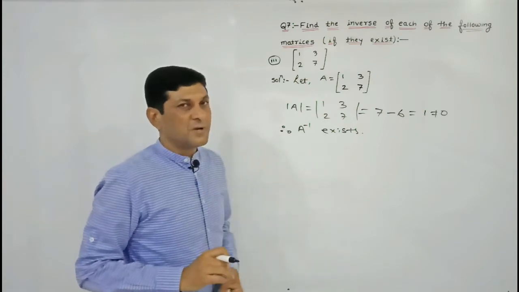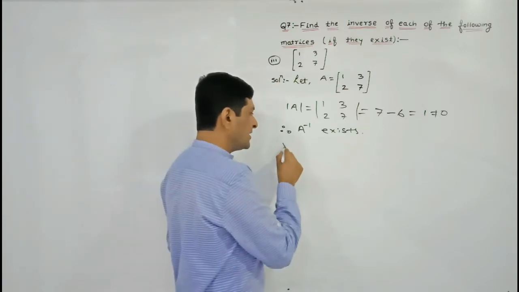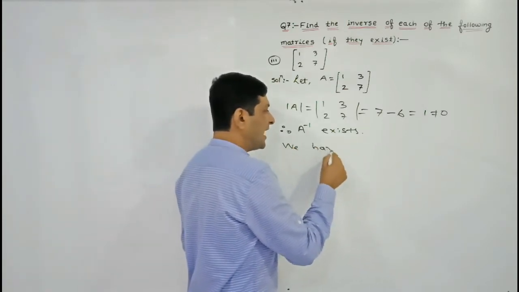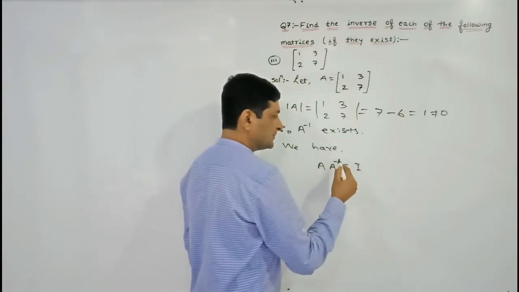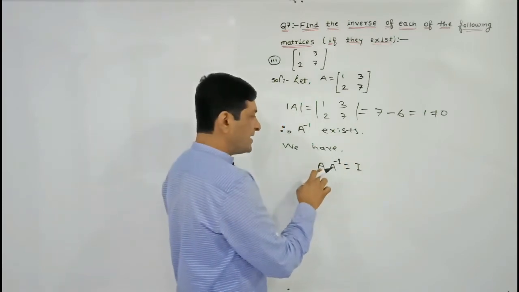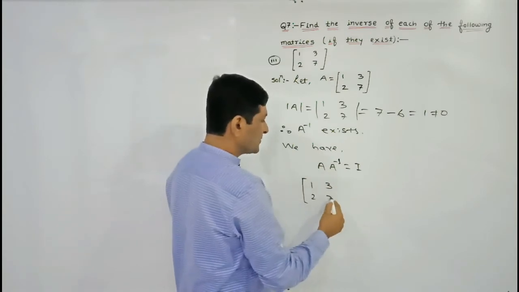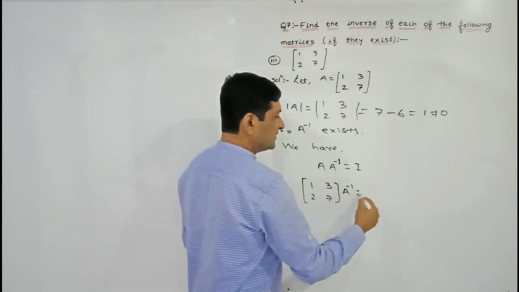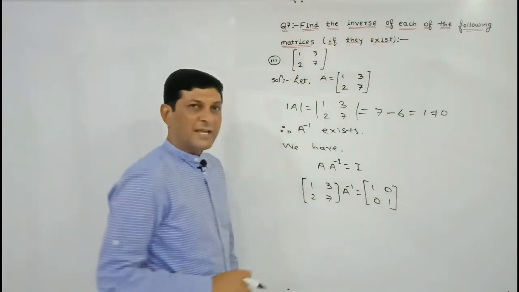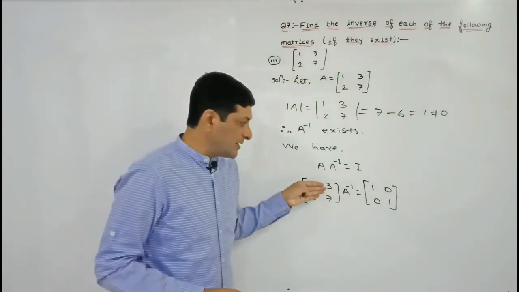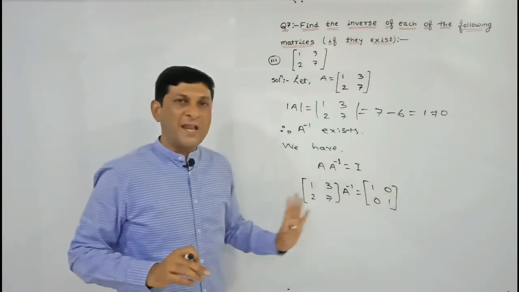So already 2 examples we have solved applying adjoint method. So now 3rd and 4th example we will solve applying row transformation. So whenever we are applying row transformation, at that time which condition are we using? A into A inverse is equal to what? Identity matrix. Now substitute the value of matrix A, where elements of this matrix are 1, 3, 2, 7. Keep this A inverse as it is. On this side, replace identity matrix by its elements 1, 0, 0, 1. Now our aim is to convert this matrix into identity, so that identity into A inverse will be equal to A inverse, and the new matrix on this side will be the value of A inverse.